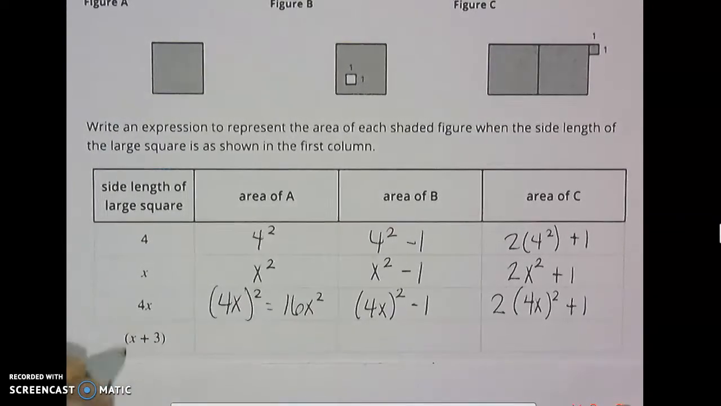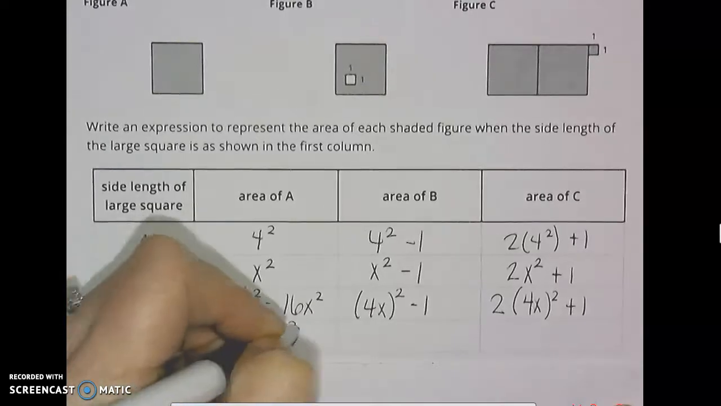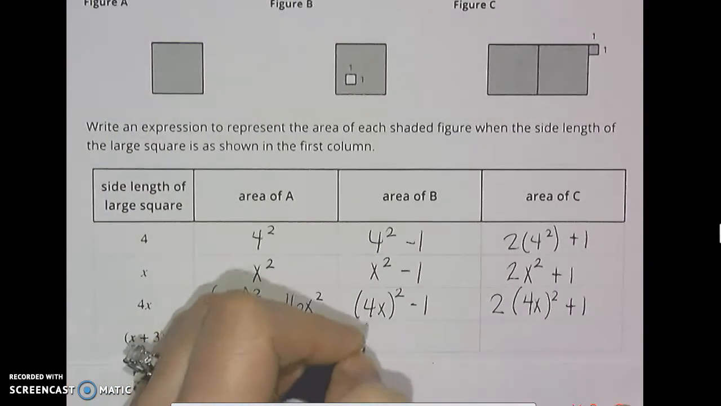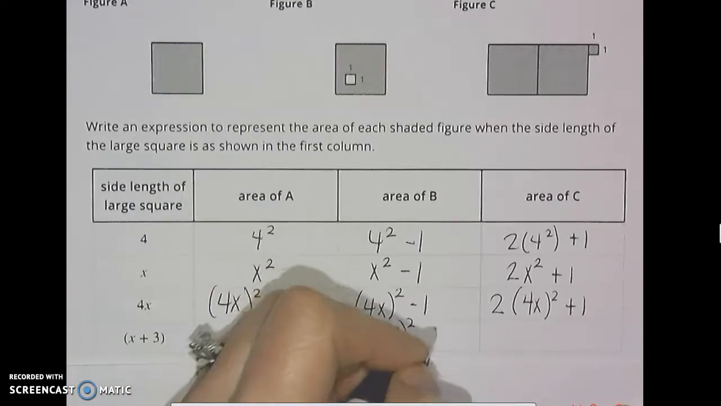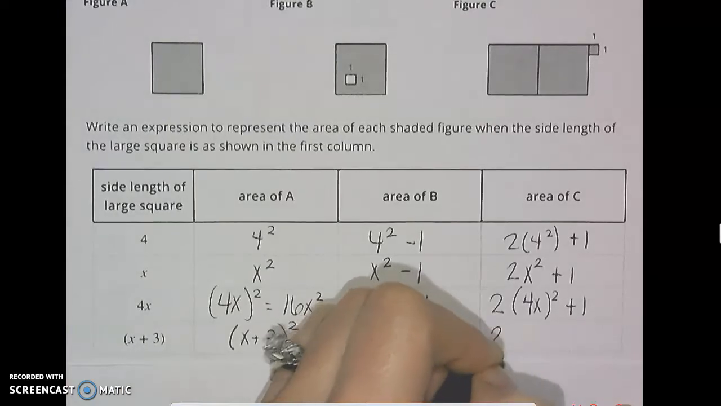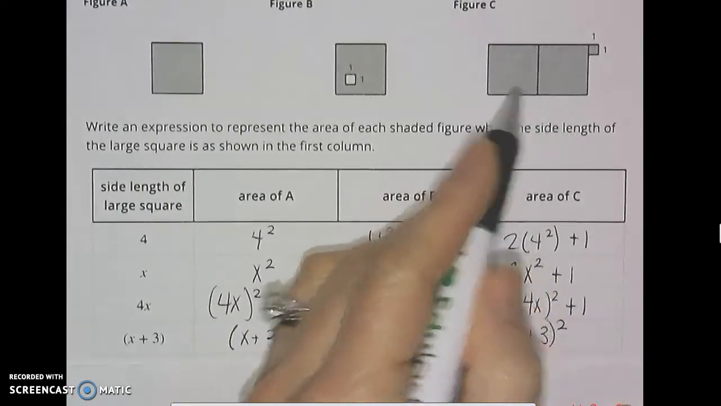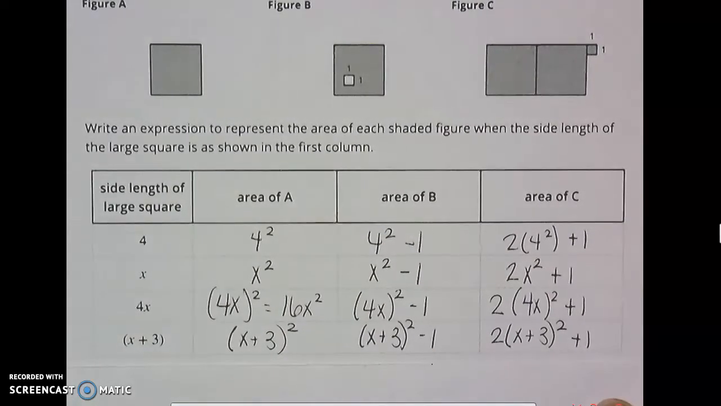Here we have x plus 3 as the side length, so we would have x plus 3 squared because we're multiplying that length times itself. Here we would have that side length squared for the square minus the one that's inside. And last, we would have 2 times the x plus 3 squared because we have 2 of those same size squares plus the one that's on the outside.